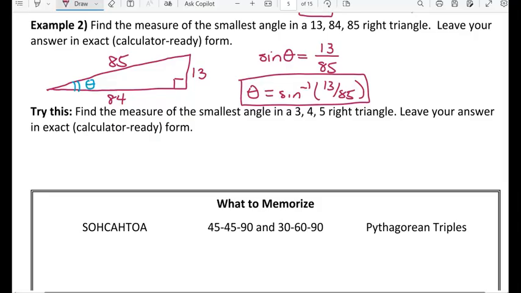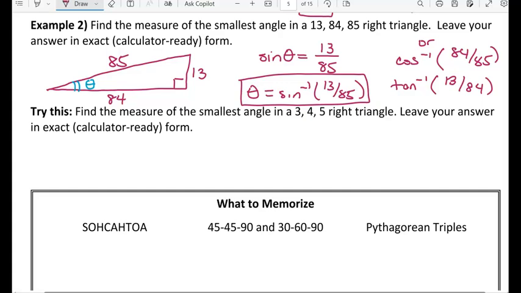Now, that's not the only acceptable answer. You may also have cosine inverse of 84/85. Or you may also have tangent inverse of 13/84. Guess what? A calculator will give you the exact same degree measure for all three of these expressions. So any of those expressions is a valid answer here. We don't need to necessarily have all three. You can give any one of those three answers.